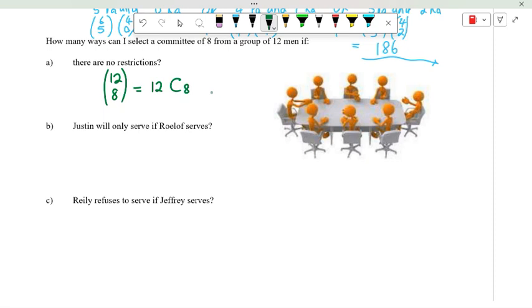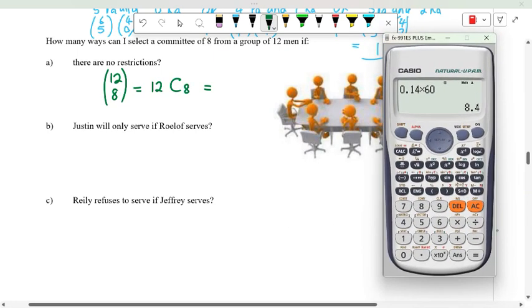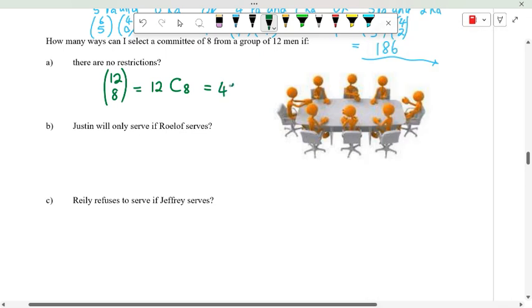I prefer the left-hand notation. All right, and I'm just going to quickly do it on screen, just do that on my calculator. It's going to be 12 combination 8, and there it is. It's 495. Now, it gets slightly more interesting because Justin will only serve if Roelof serves.